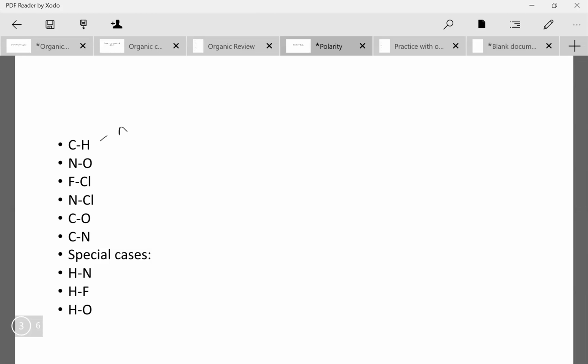So again, carbon-hydrogen is non-polar. Nitrogen-oxygen is non-polar. Fluorine-chlorine probably non-polar. Oh, sorry, carbon-oxygen here is polar. Right? Carbon-nitrogen is polar. Again, I'm just looking: carbon to anything other than a hydrogen is polar. Hydrogen to anything other than carbon is polar. That's the bottom line. It's not as straightforward as that, but we can estimate, for lack of a better word.